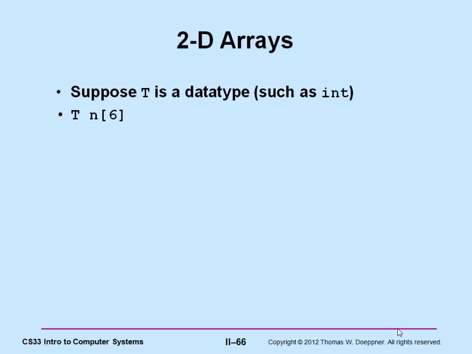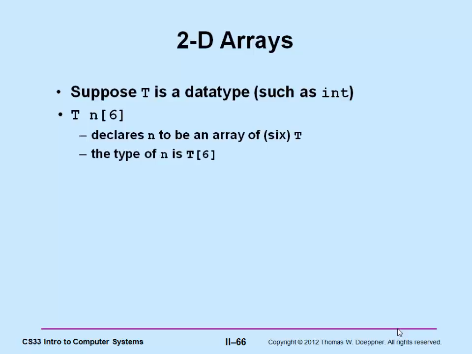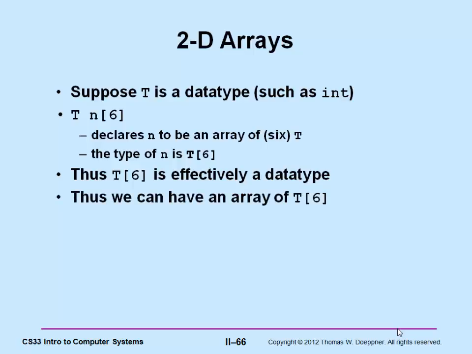And we can make an array of 6 t's, calling it n. So we're declaring n to be an array of 6 t's. We know how to do that. And so you can sort of think of the type of n as t of 6. Okay? So t[6] is effectively a data type. Again, t could be int, could be char, could be float, any type we know about. But if it's a data type, then we can have an array of it. Now here's where things look a bit strange at first glance.